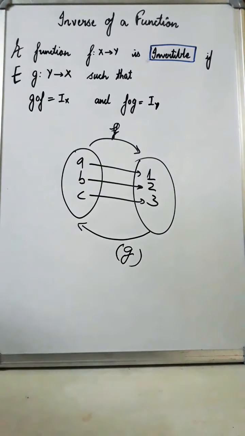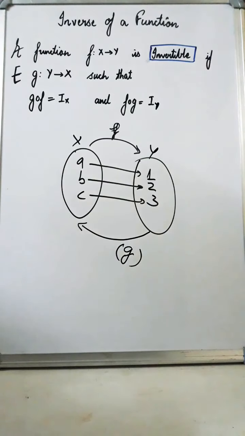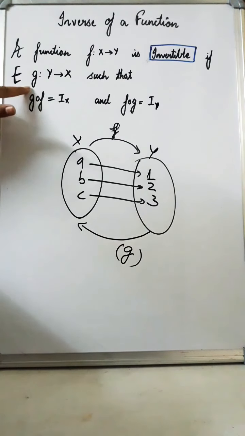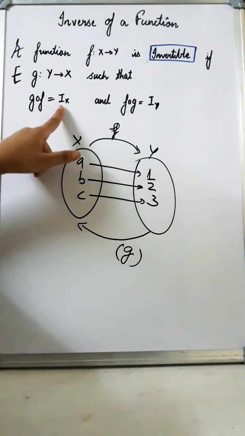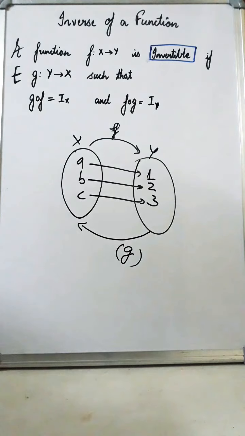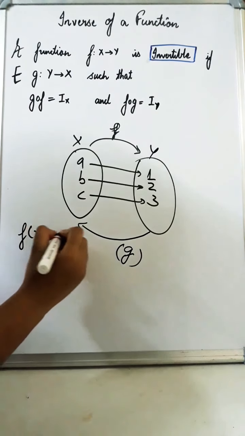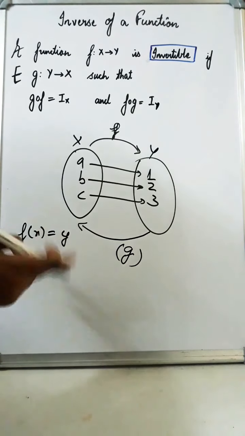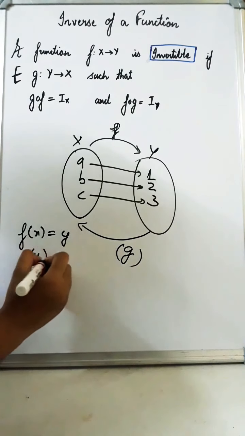Now let us see what mathematical approach is followed. A function f mapped from x to y is invertible if there exists a function g from y to x such that g of f is the identity function and f of g is also the identity function. Alright, so read it once again and let us understand this with an example. See, suppose there is a function f(x) is equal to y. Now in order to prove that f(x) is invertible, you have to find something like g(y) is equal to x.